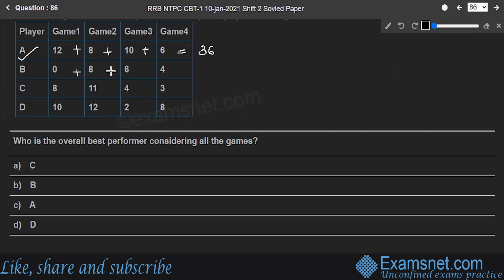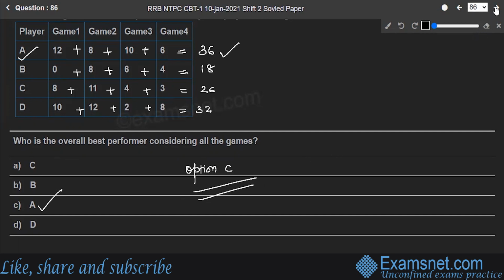For B, 0 plus 8 plus 6 plus 4 is equal to 18. Then 8 plus 11, 19 plus 4, it's 13 plus 3 is 26. 10 plus 12 plus 2 plus 8 is 32. So the overall best performer is, of course, A, because he is having the maximum scoring points. Option C is the correct answer.